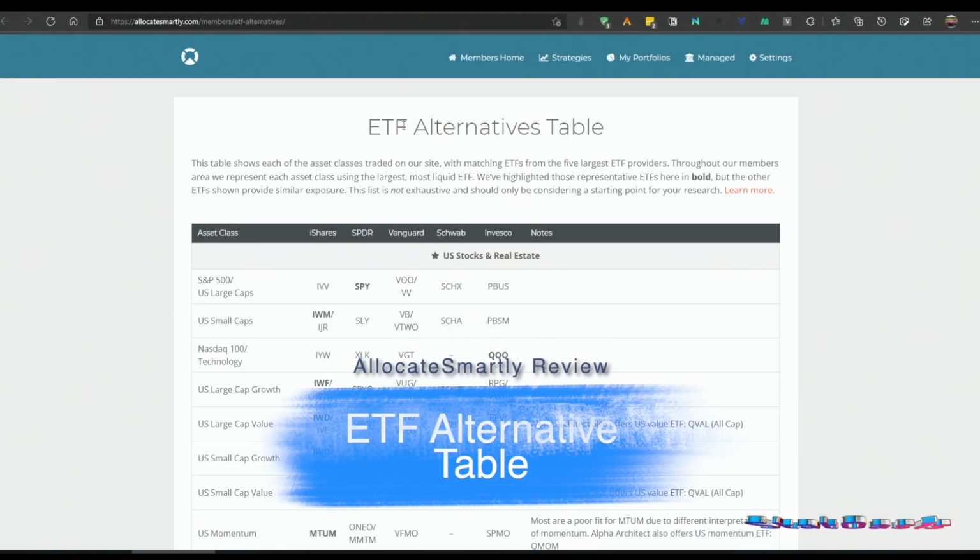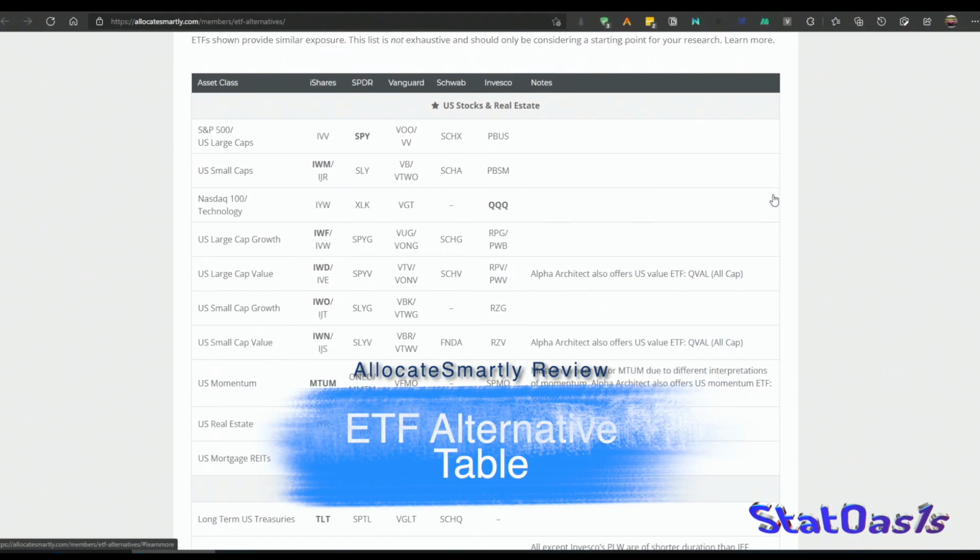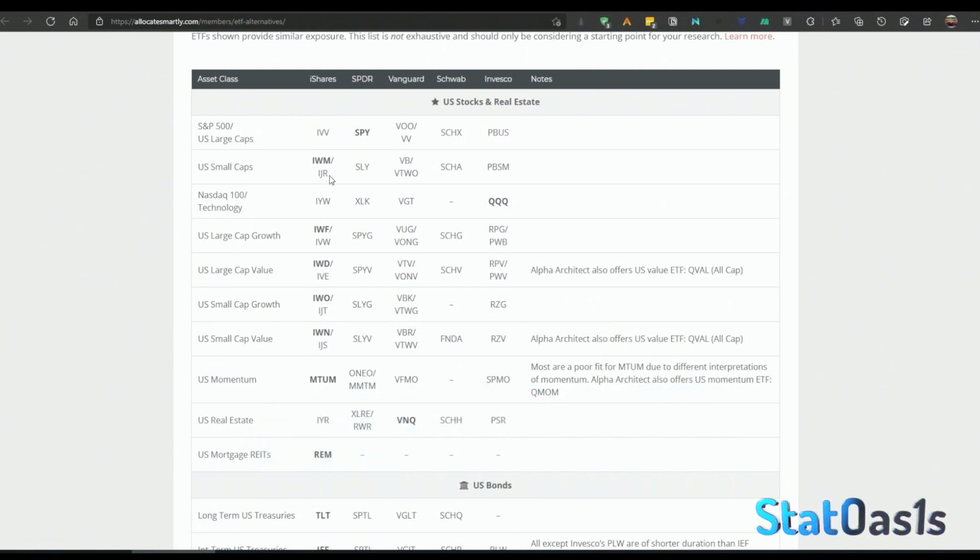And then there is the ETF Alternative Table, which, like I mentioned, they pick the most liquid ETF to trade every strategy. Even if the strategy picks a mutual fund or something else, let's say an index, the AllocateSmartly team always implements the strategy using the most liquid ETF, like I mentioned, because they want to satisfy scale. But in any case, they give you alternatives.